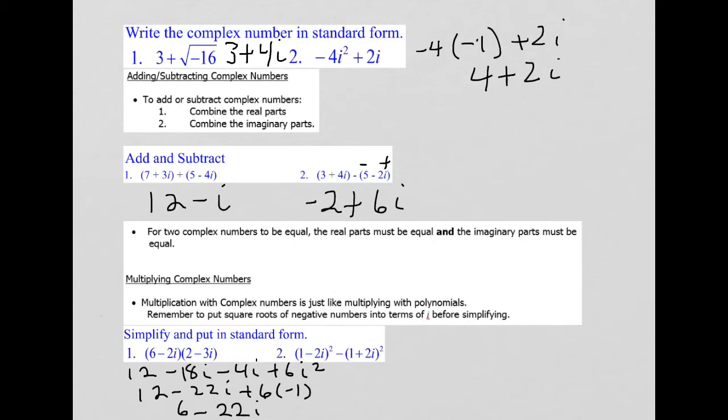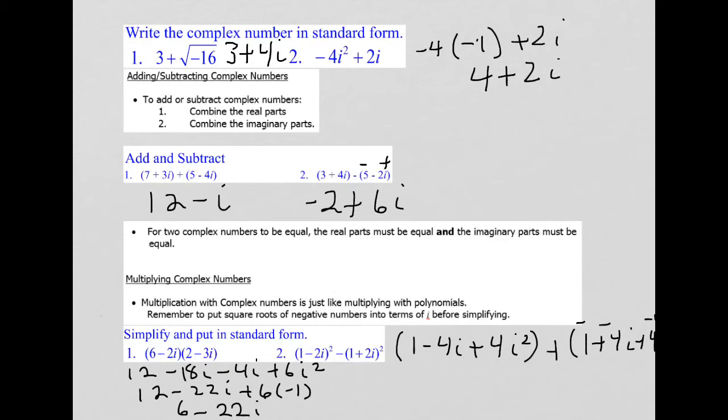Okay, let's look at our second one. We've got to square both of them first, so that's going to be 1 minus 4i plus 4i squared, minus 1 plus 4i plus 4i squared. Okay, that's a minus sign in there, so in the second one we're going to have to change the signs. Minus, minus, minus.